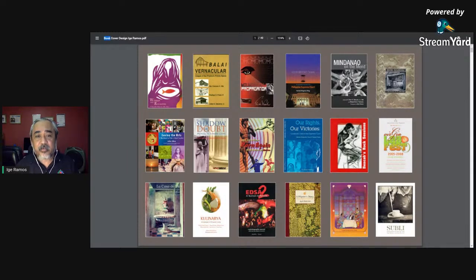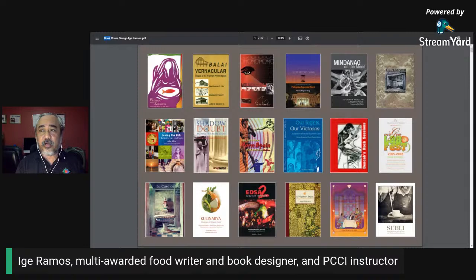Most of the time, I also work with illustrators and photographers. In the Philippines, especially in the late 80s or early 90s, people don't really give you a design brief. But over the years, publishers and clients are now learning to create a design brief.